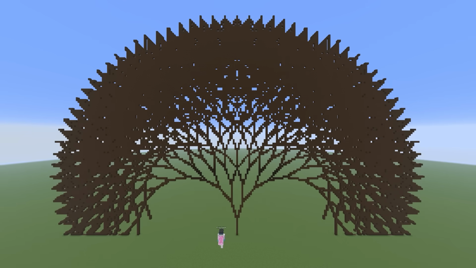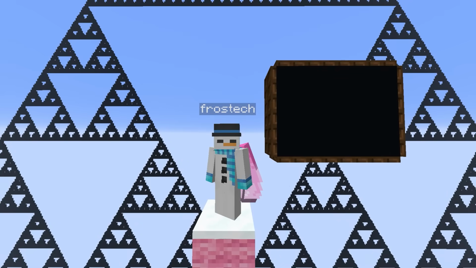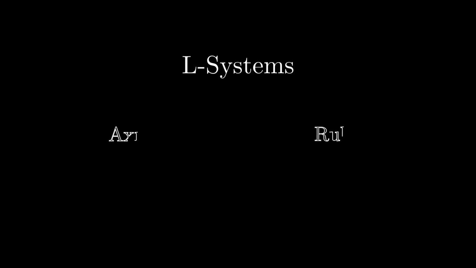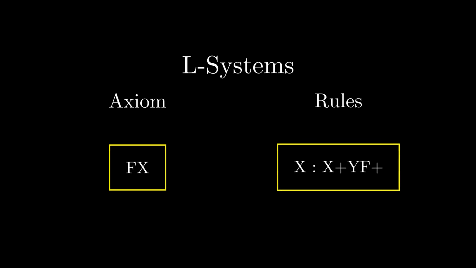While that was a nice simple example, let's now take a look at how we can generate more interesting shapes using recursion. More specifically, we're going to be learning about L systems. L systems consist of an axiom and a set of rules. The axiom is just the sentence we start off with. We then apply each of our rules one by one to create the next generation of that sentence.